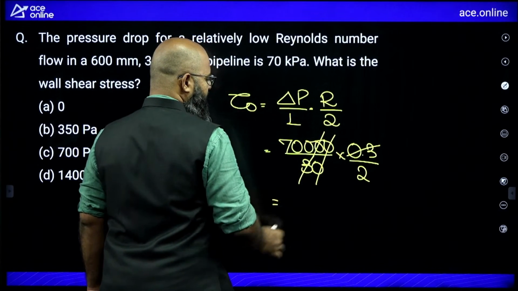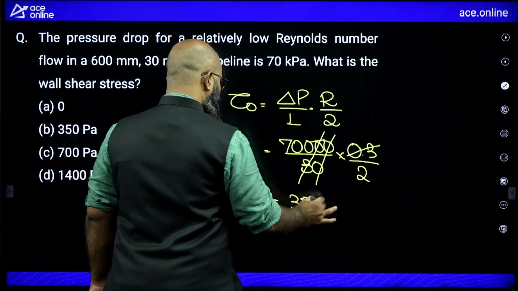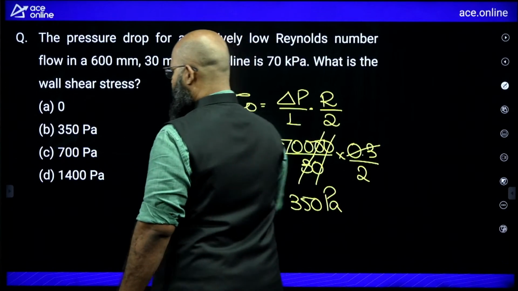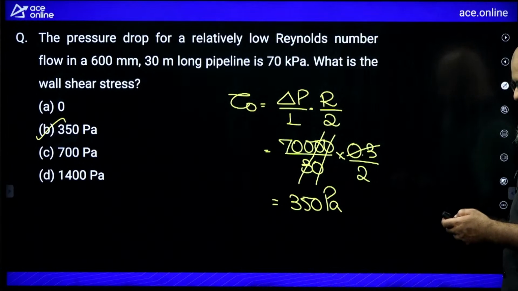It is 700 divided by 2. That is equal to how much? 350 Pascal. Very high value. Answer is 350 Pascal over here.